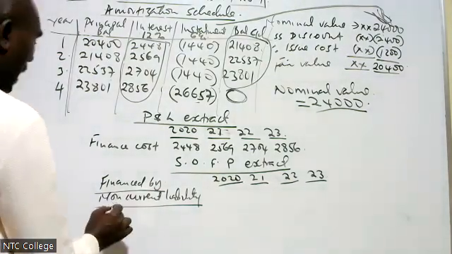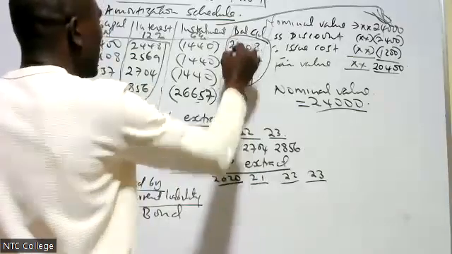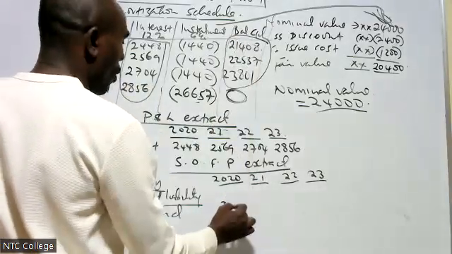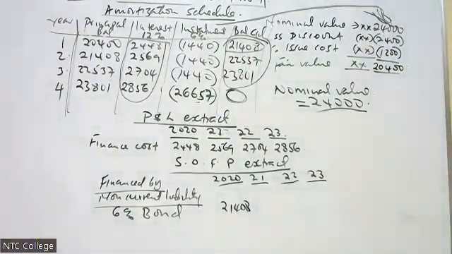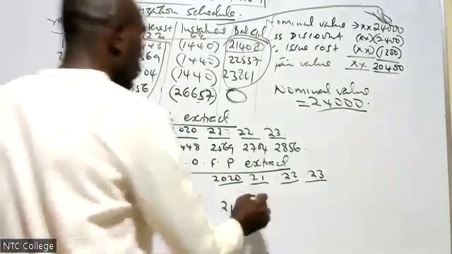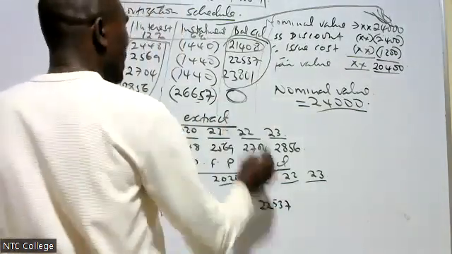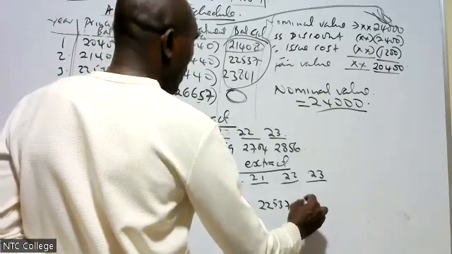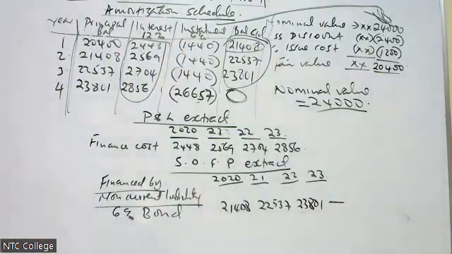Therefore, under non-current liability, I have the 6% bond. In the year 2020, I'm reporting 21,408. I'm taking it from the statement there. That is my non-current liability in year 1. Year 2, that is 2021, it is 22,537. 2022, it is 23,801. Of course, 2023 is nothing. We put a dash in 2023 because there is none there. We have paid everything. There is no liability.